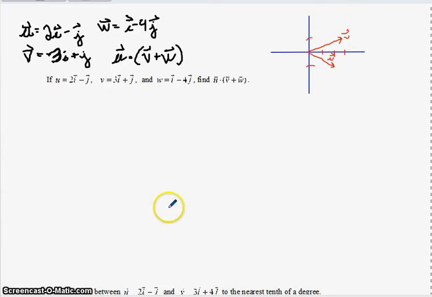So let's go ahead and we want to find u dot v plus w. Well, let's start with finding v plus w. That's easy enough because adding vectors when they're in this format is rather easy, because all you have to do is add the i components and the j components. So over here I have a 2i and a 3i.